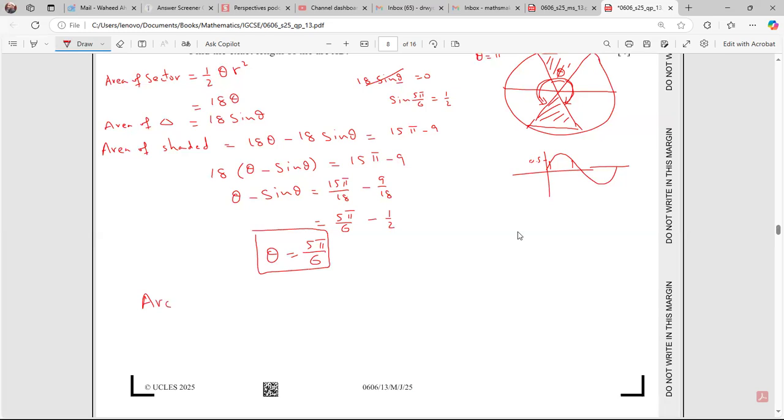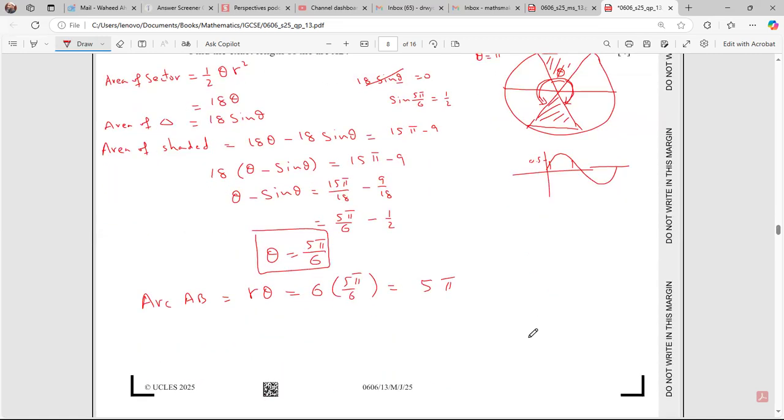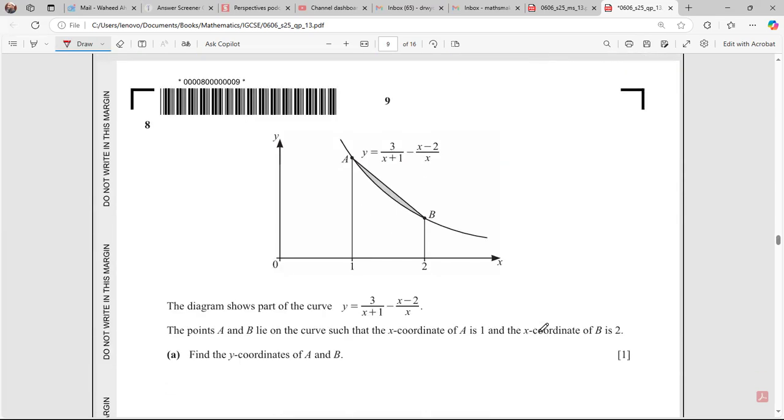Arc AB, arc length is r into theta. So r is 6 and theta is 5 pi by 6. That's why this arc length is 5 pi. This is how we find the exact length of the arc AB. So this is our second part of the question. I hope you understand everything.